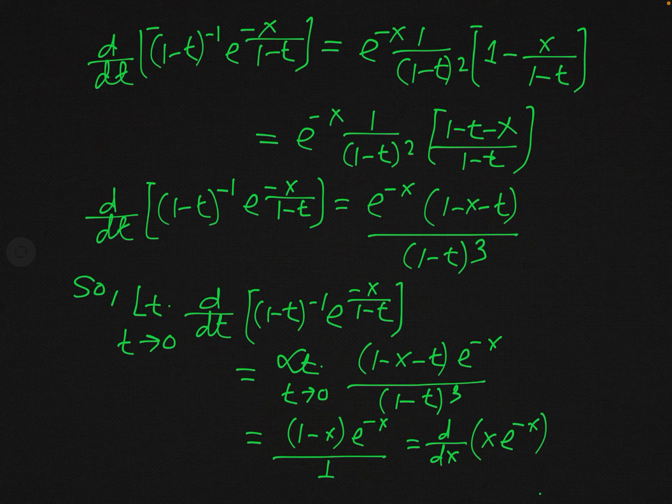When you differentiate x times e raised to the power minus x with respect to x, you will get 1 minus x times e to the power minus x. You can easily check it. Now in a similar manner, you can find the limiting value of d2 over dt square of (1 minus t) raised to the power minus 1 times e raised to the power minus x by 1 minus t, when t tends to 0. In a similar manner, you can say what your result will be. By induction, you can say.